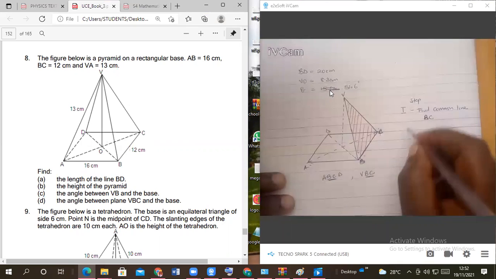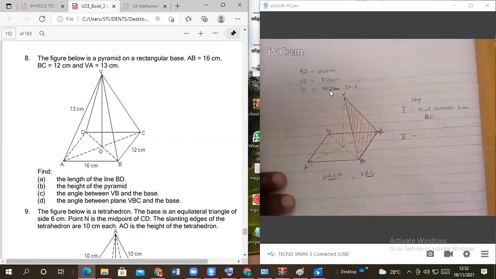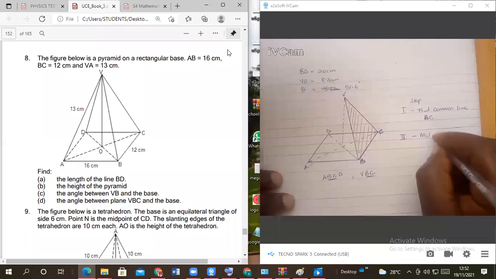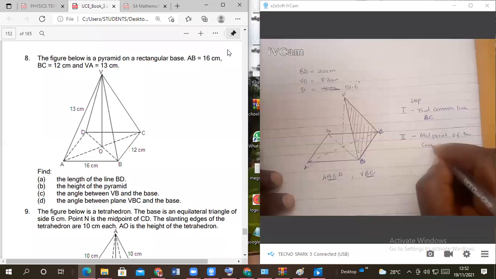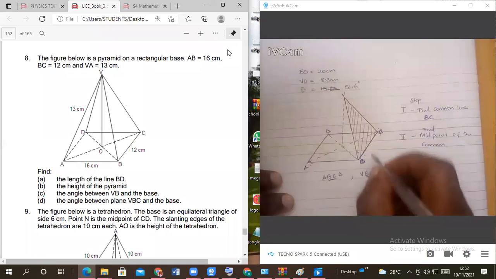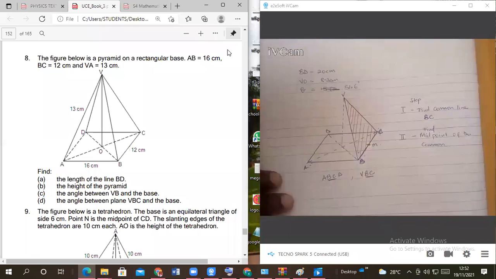Now, after finding BC, that is step number 1. Step number 2. What is step number 2? Find its midpoint. Very good. Midpoint of the common line. You have to find the midpoint of the common line, and that is the midpoint, and put it there as M.